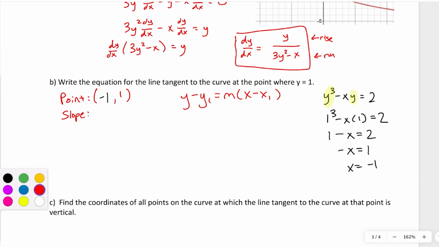to find the slope. So the slope equation is what we found in part A. So we're just going to substitute in our x and our y into that slope. So our slope, our m, is going to be 1 over 3 times 1 squared minus negative 1. So we've got 3 plus 1 is 4. We get 1/4 as our slope.